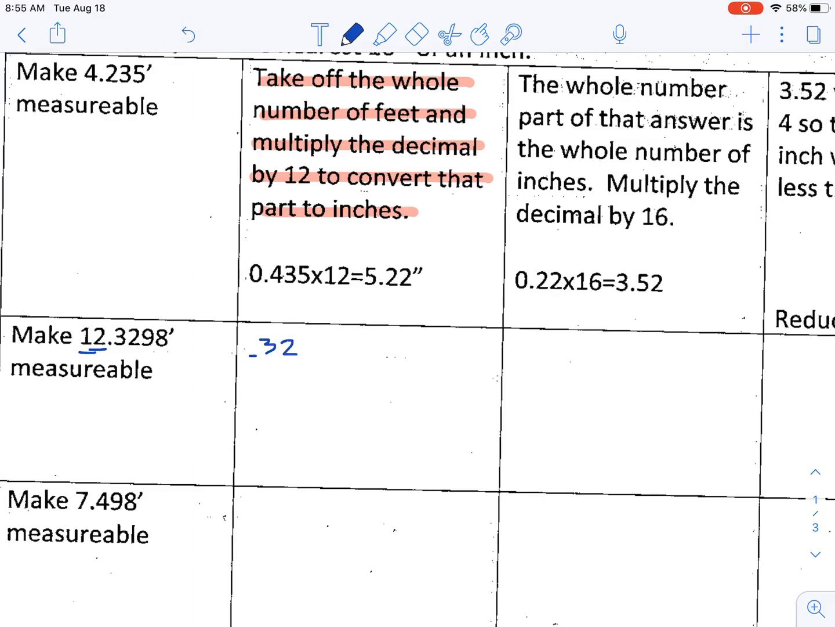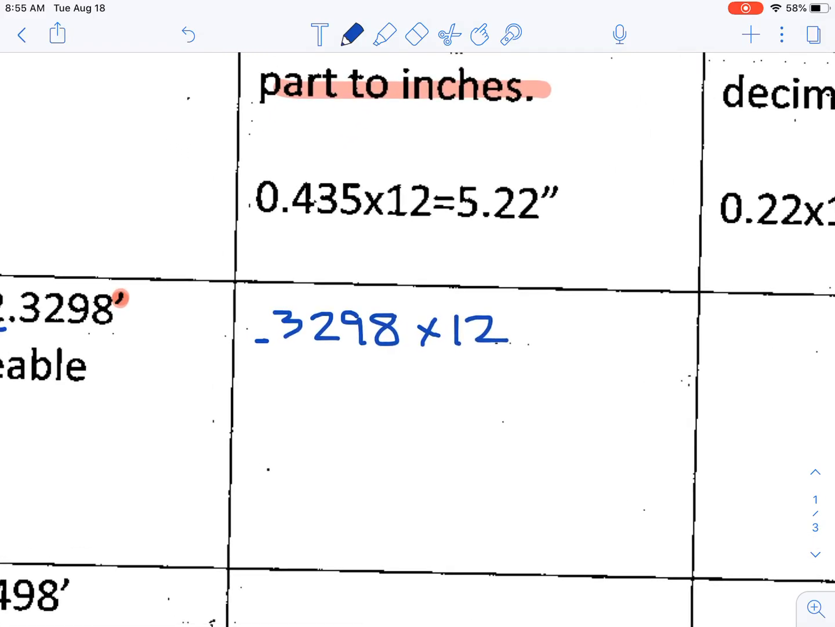times 12. Because this example is in feet, we need to multiply it by 12 to turn that part into inches. So if I do that, times 12, I get, I'm going to zoom this in so I can write it better, 3.9576, and that is now inches.